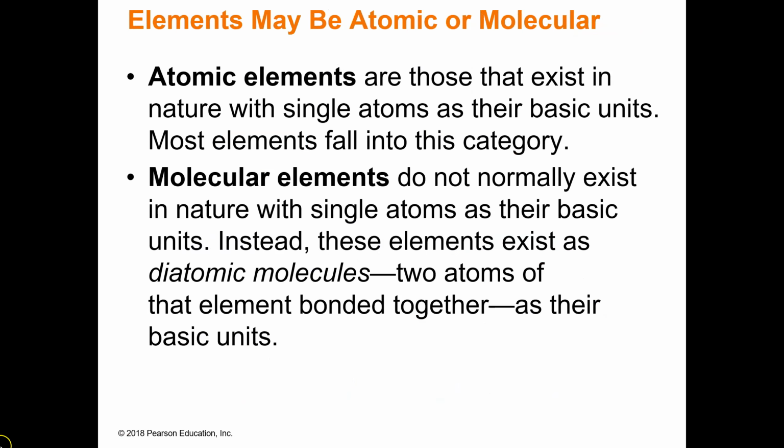Atomic elements exist as single atoms, like helium or iron. Most elements fall into this category. Molecular elements exist as bonded pairs, like O2 or N2. You won't find single oxygen atoms floating around naturally. They pair up for stability.